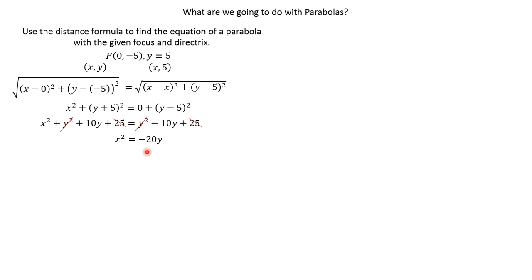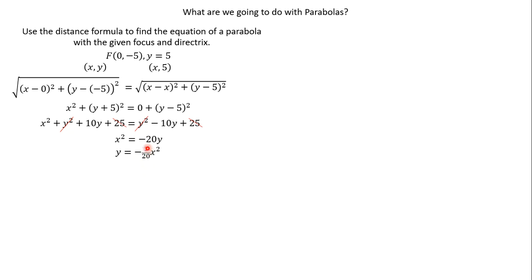We want y equals something, or x equals something, but in this case, since the x is squared and the y isn't, we want y equals something. So divide by negative 20. So y equals negative 1/20th x squared. So this is going to be vertical because it's y equals. It's going to be upside down because that's negative, so it'll open down.